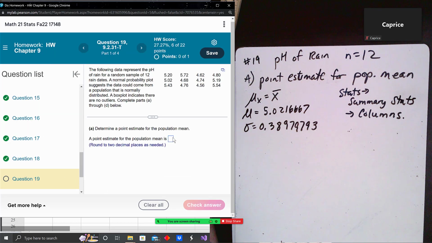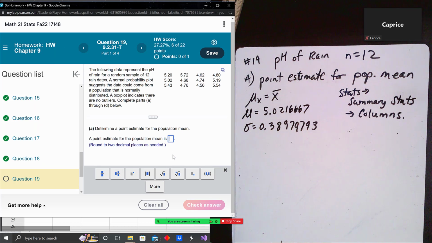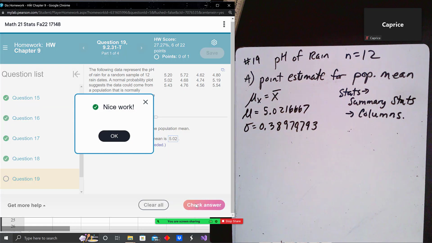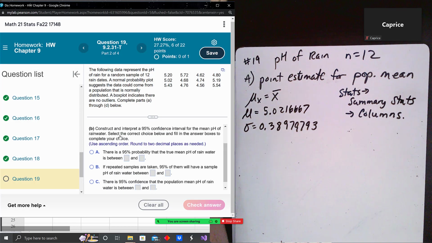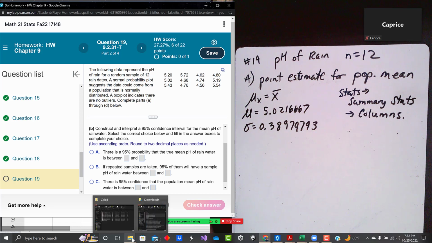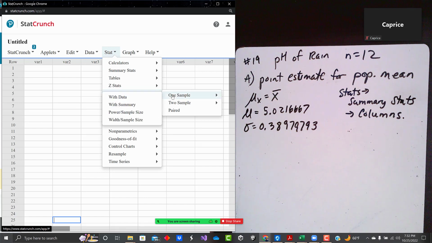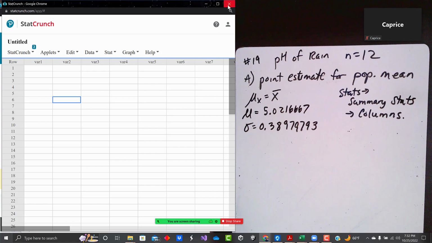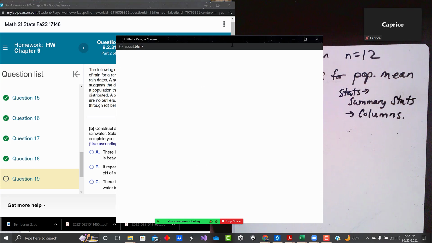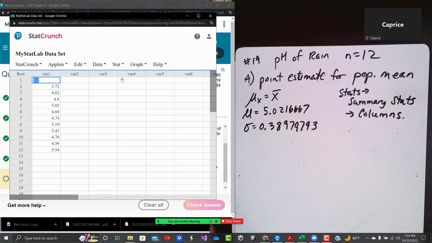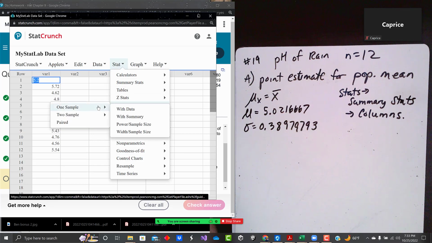And I can come back over here and say, that's what my mean is, 5.0, it says two decimal places. Now it wants us to do a 95% confidence interval. So we will come back over. We're going to go stats, t stats. Oh, wait. I want that data. Because when we have the data, it gets a little bit easier. We're doing one sample with data.